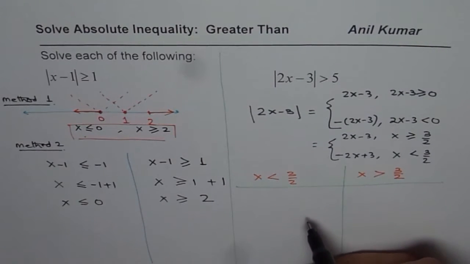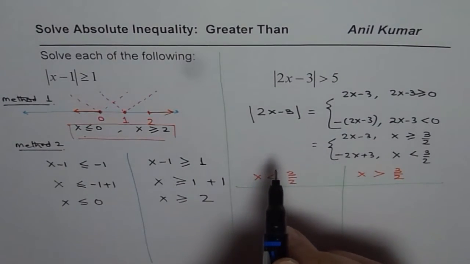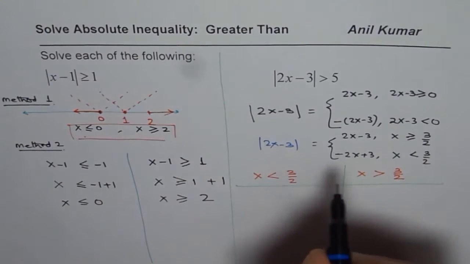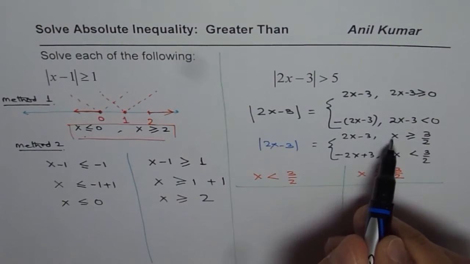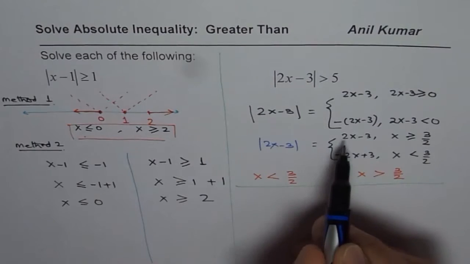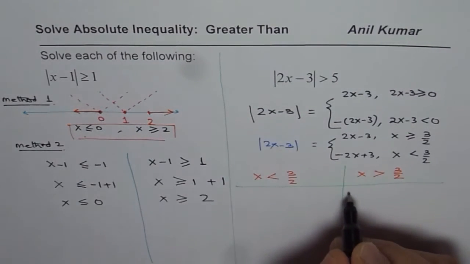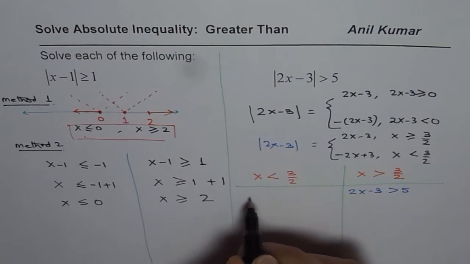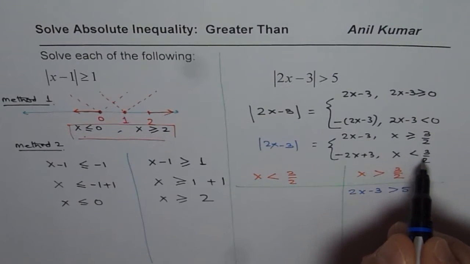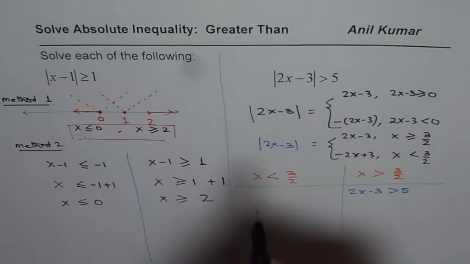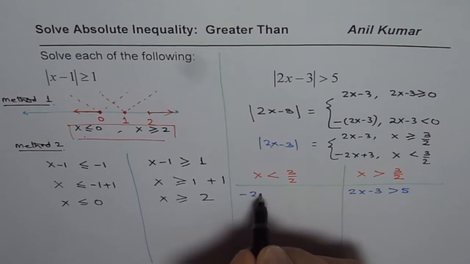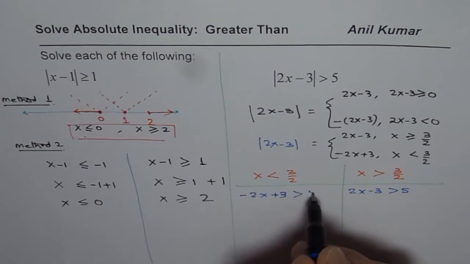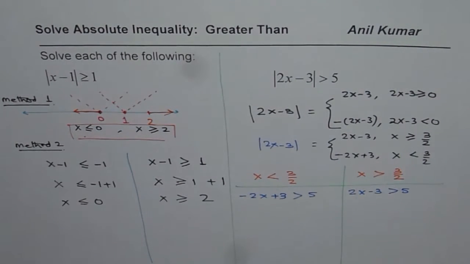We'll use the piecewise definition of the absolute function now. So we have absolute 2x minus 3 equals 2x minus 3 when x is greater than or equal to 3 by 2. So on the right side I should write, instead of the absolute function, 2x minus 3 greater than 5. And on the left side, when x is less than 3 by 2, I need to replace the absolute function with minus 2x plus 3. You get the idea, right? And the inequality is greater than 5.